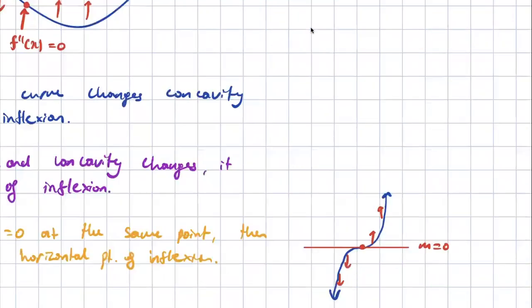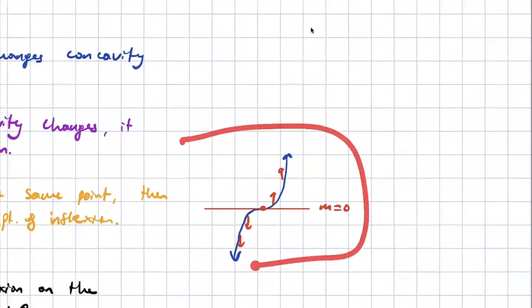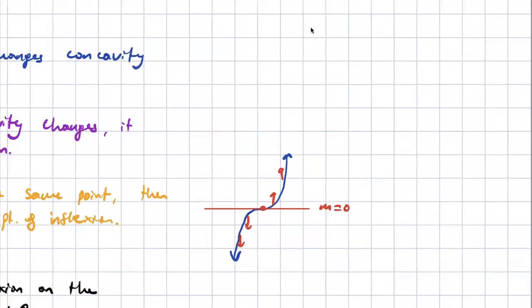So I'm going to show you where it occurs. Now, just to jog your memory, this is what our horizontal point of inflection will look like in this particular case. You'll see our gradient is 0, and we go from concave down to concave up.